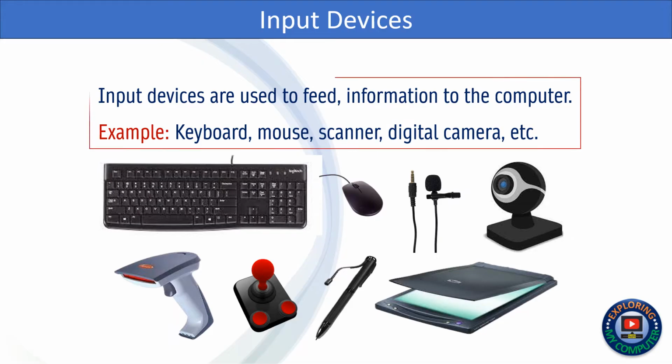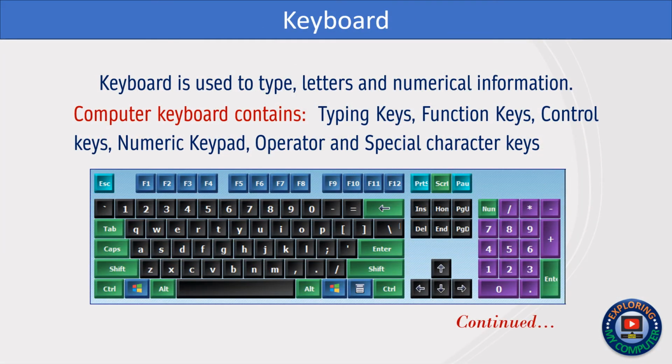Input devices are used to feed information to the computer. Examples: keyboard, mouse, scanner, digital camera, etc. The keyboard is used to type letters and numerical information. A computer keyboard contains typing keys, function keys, control keys, numeric keypad, operator, and special character keys.